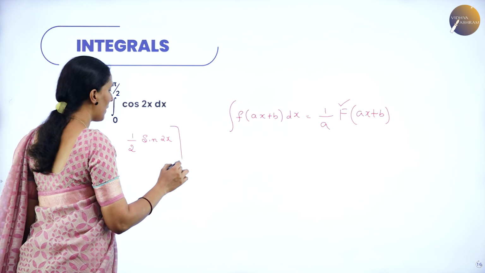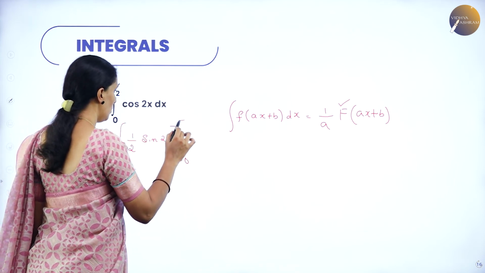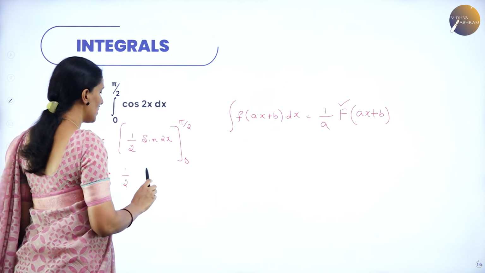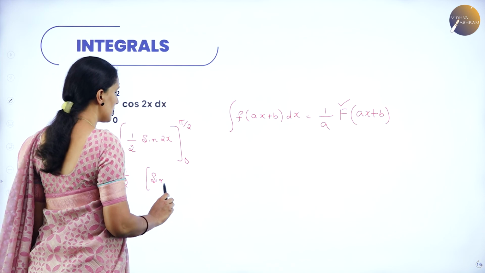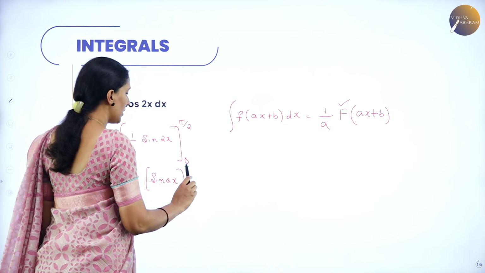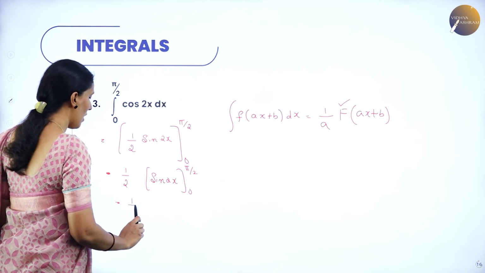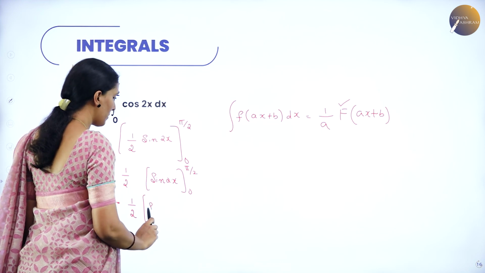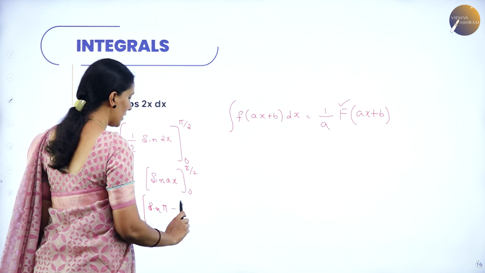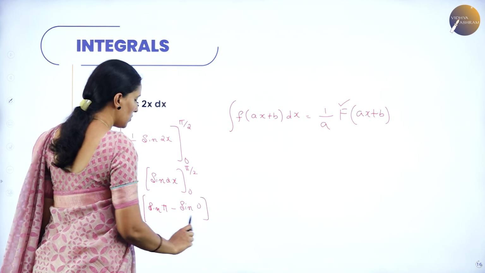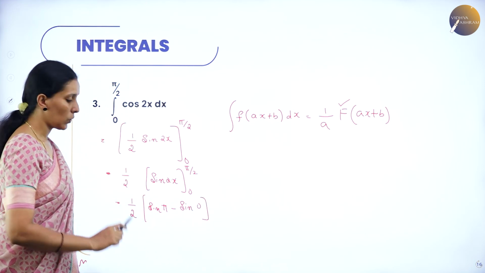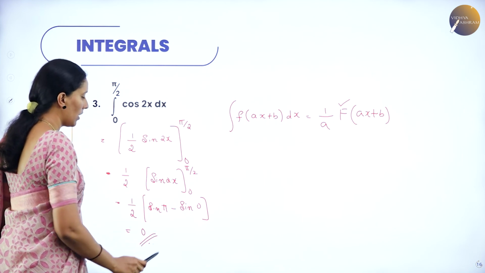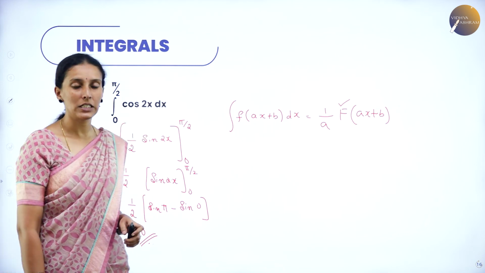So now let me apply the limits from 0 to pi by 2. So let me take half outside because it's a constant. So now let me apply the limits for sin 2x, 0 to pi by 2. So half. So when you take pi by 2 here, the 2 gets cancelled. This becomes sin pi minus sin 0. So what is the value of sin pi? It is 0. What is the value of sin 0? It is 0. So 0 into half is 0. Thus, the value of this definite integral is 0.